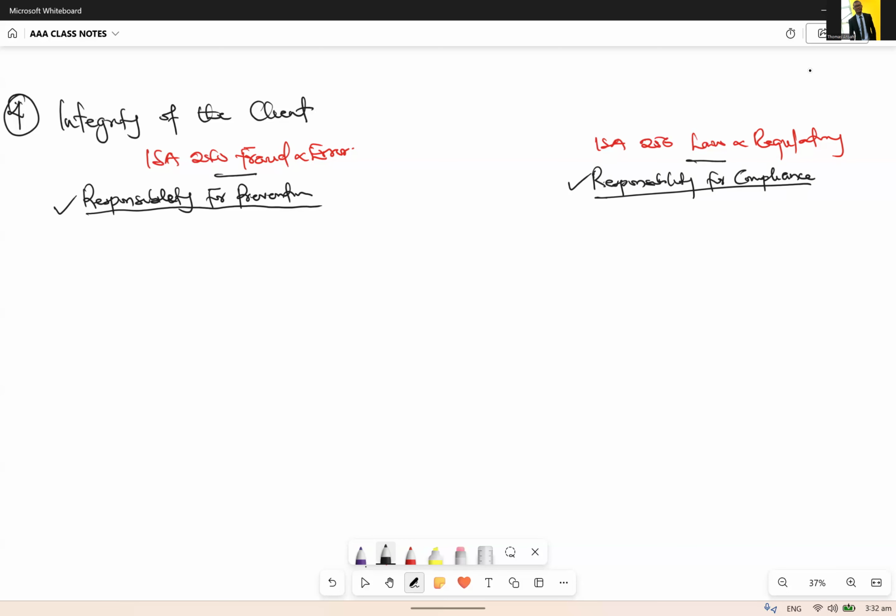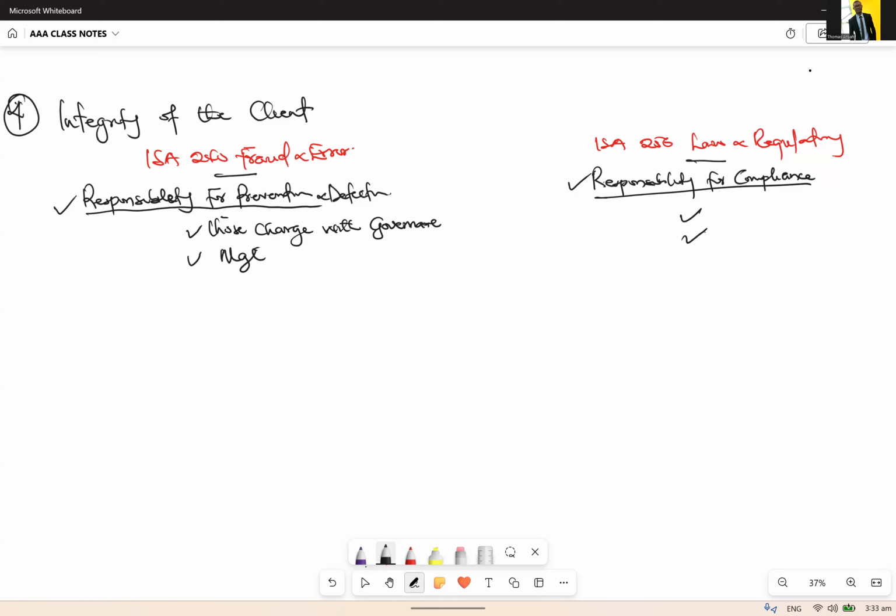First of all, when it comes to detection and prevention of fraud, it is not the job of the auditor. Bear in mind, it is the job of those who are working in that company. So this one is purely the responsibility of those charged with governance and management. And the same thing for this side too.